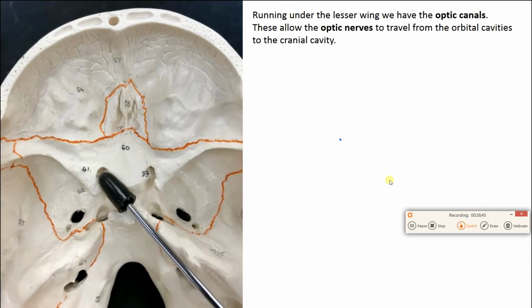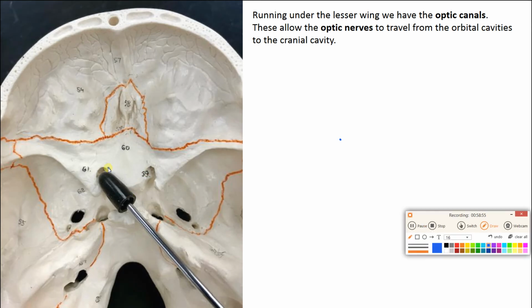All right, in front of that sella turcica, kind of going under the lesser wing, we're going to have a pair of passageways. There's one here, and there's one right here as well. Each of these passageways is called an optic canal. Optic, you're thinking eyeballs already. These passageways allow the optic nerves to go from the orbit to your cranial cavity. These connect your retina in the back of your eye to your brain so you can actually interpret what you see.